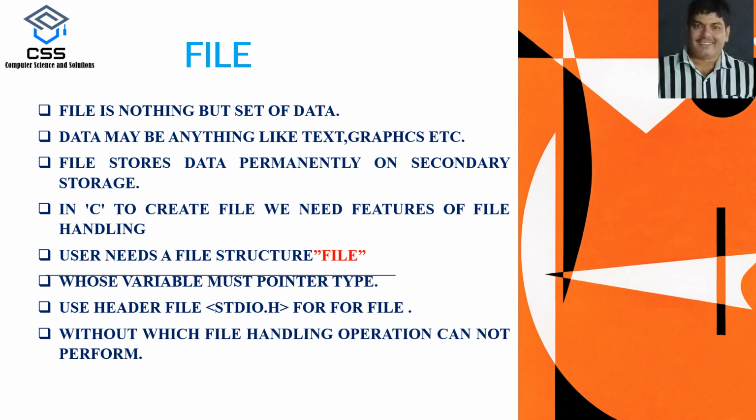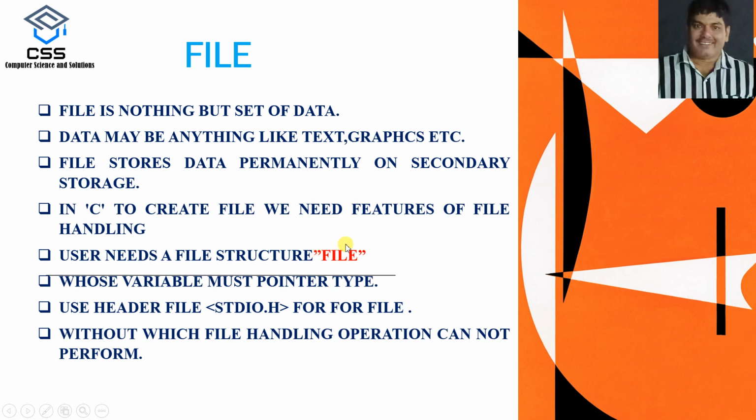Hence, a file is nothing but a set of data. Data may be anything like text, graphics, etc. A file stores data permanently on secondary storage devices like hard disk, CD, floppy disk, DVD, and others. In C programming, to create a file, we need a file structure, that is FILE. Without the file structure, we cannot create a file. And this file structure's variable must be a pointer type.